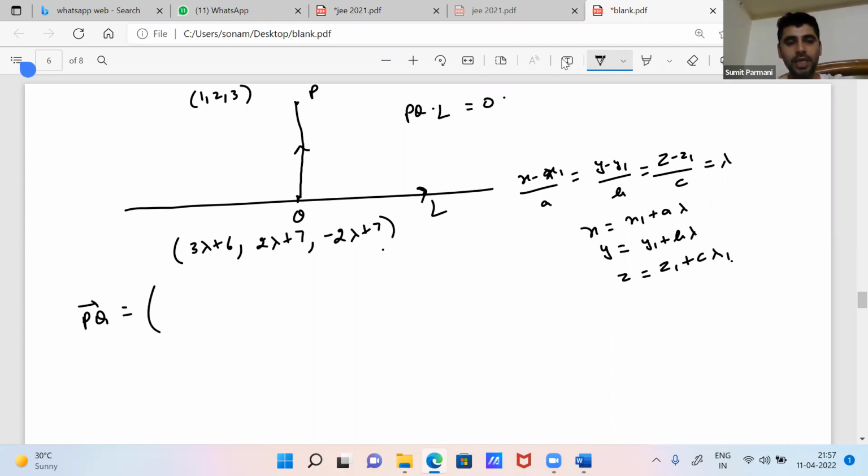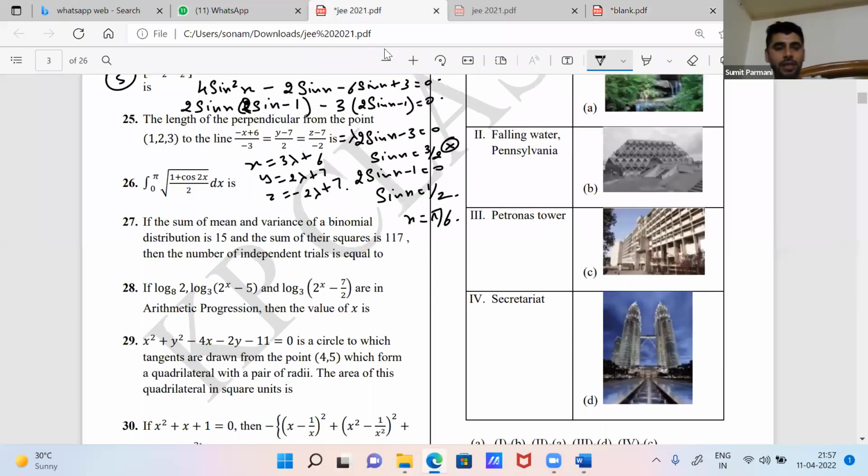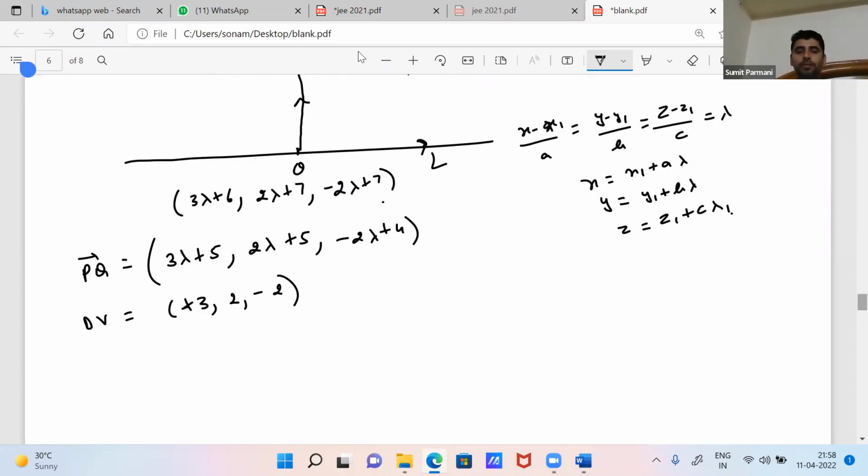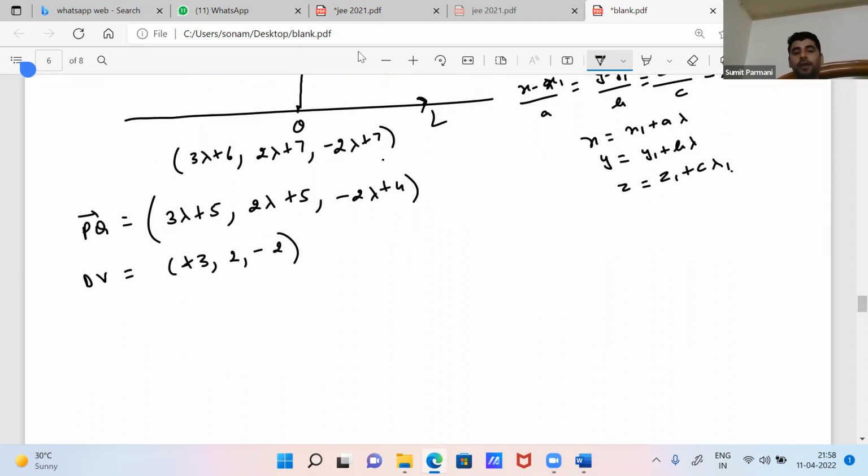From PQ, we can say 3 lambda plus 5 is 1, 2 lambda plus 5 is other, and minus 2 lambda plus 4 is third point. And the direction vector of this line is, not minus 3, sorry, plus 3, 2 and minus 2. Okay, now take dot product of these two and find out the value of lambda.